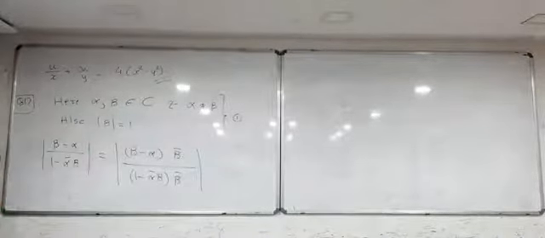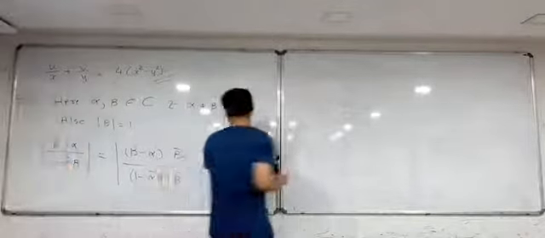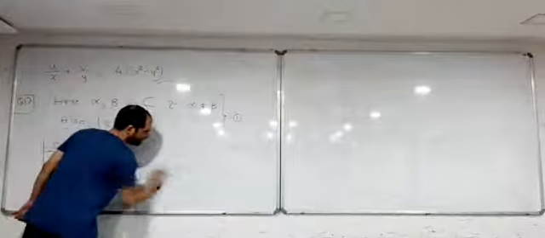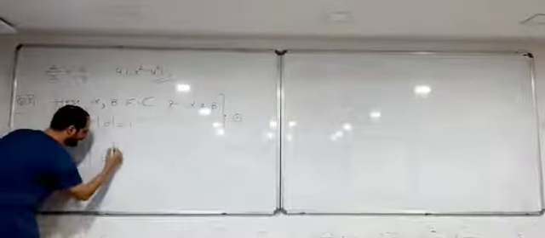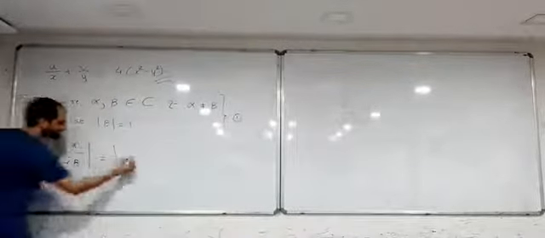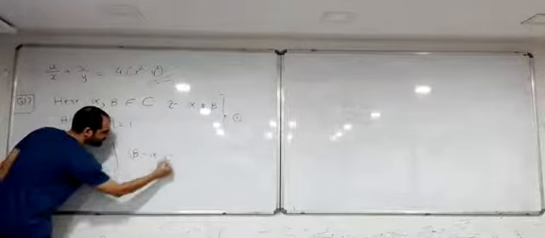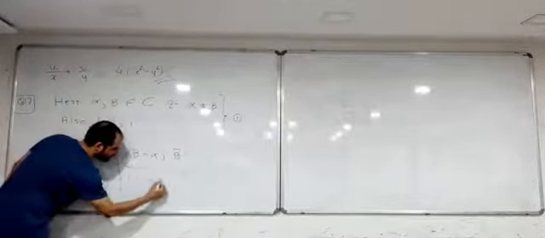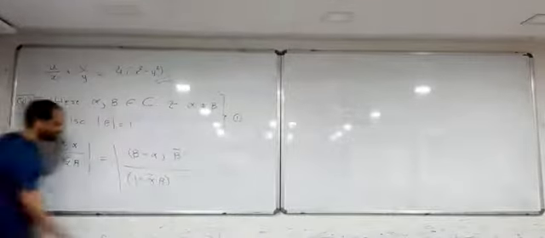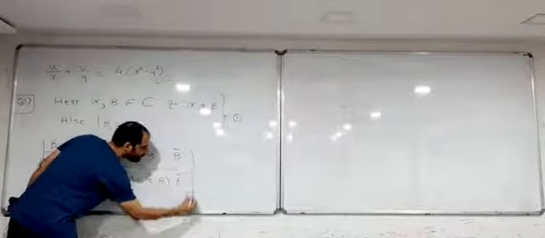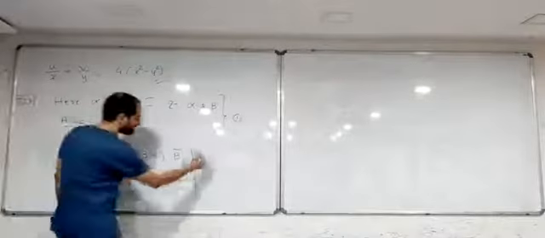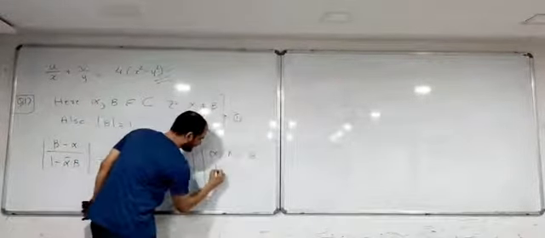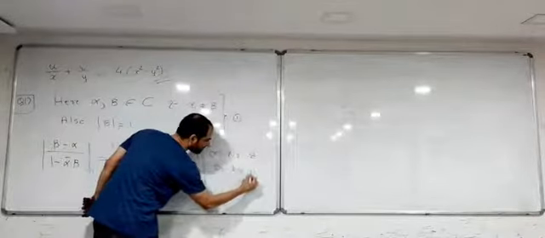Inside the magnitude I multiplied by beta bar. I believe that is understood, multiplying and dividing. Multiplied by beta bar: (beta minus alpha) into beta bar, and below in brackets write (1 minus alpha bar beta) into beta bar. What step did I do? Multiply numerator and denominator by beta bar.